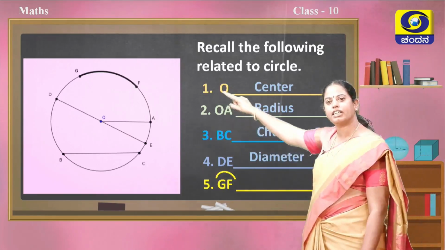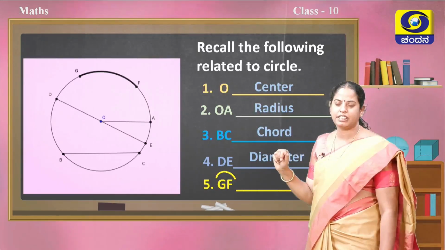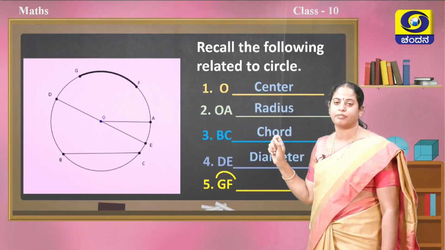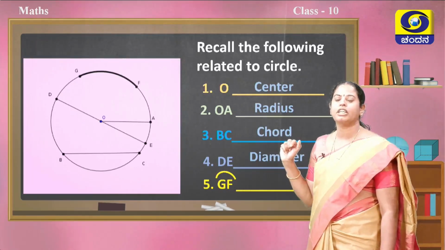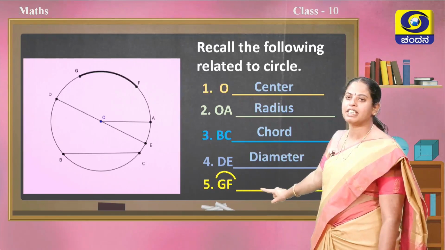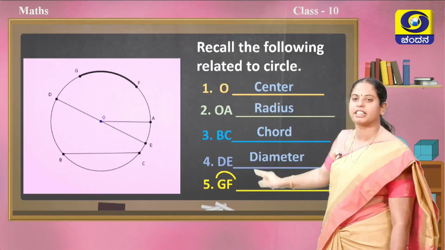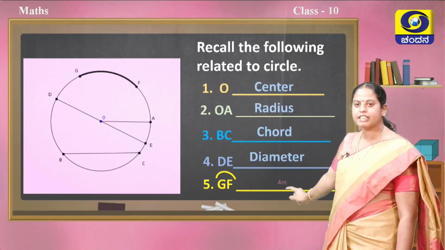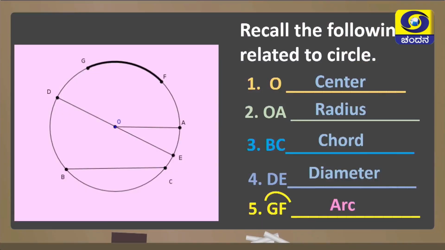Next, if I consider a part of the circumference, this is very, very important during construction. What do we call that? GF, the part of the circumference. Yes, you all are right, it is an arc. Related to circles, we have recalled these terms.